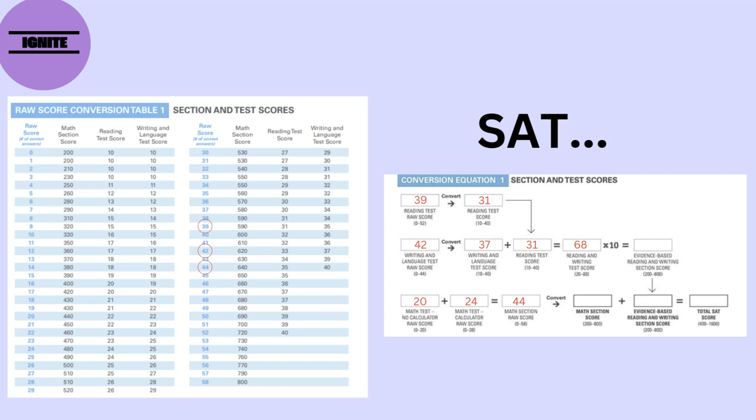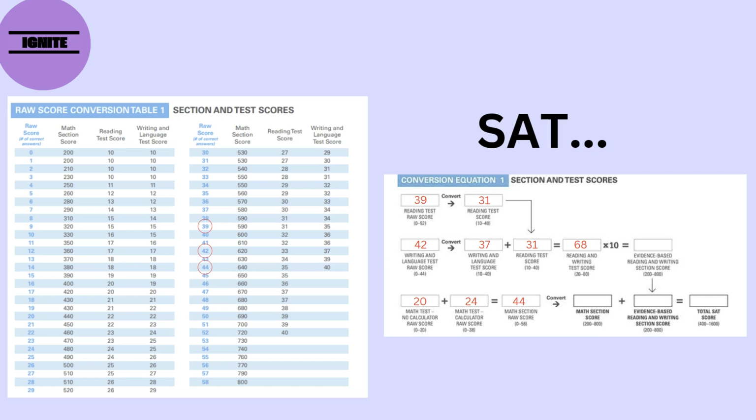For the reading test score, this would be a 31 from the scale of 10 to 40. For the writing test score, it would be a 37. And for the math, it would stay a 44. Now, if we add the reading and writing test scores, we get a 68.